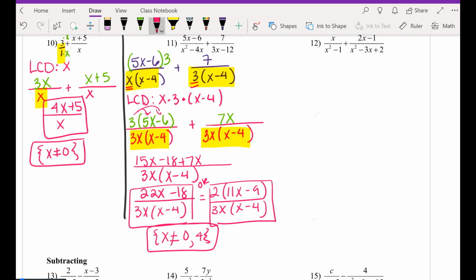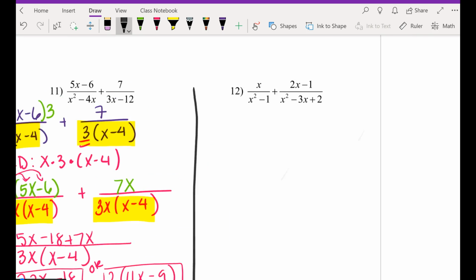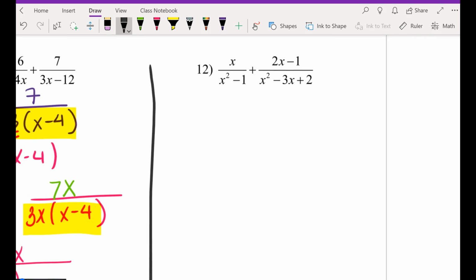Okay. Then I'm going to draw another line, and then I'm going to go to the next example. Similarly, we're going to do the same thing to 12. What should we do first? Factor. You're right. Let's do it. So we're going to have x on the top. What are the factors for x squared minus 1? X minus 1 and x plus 1. Beautiful.